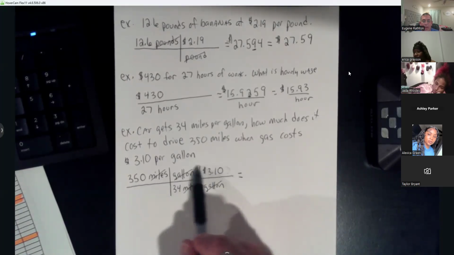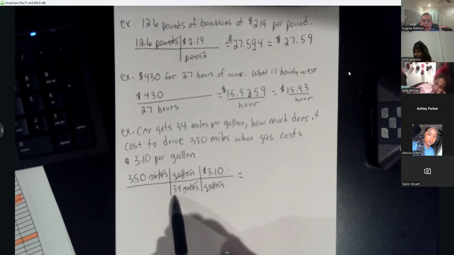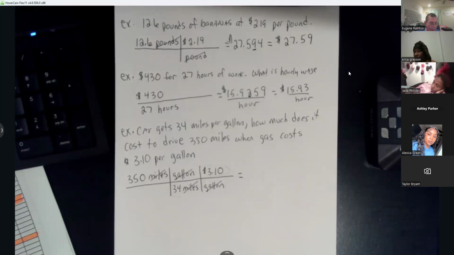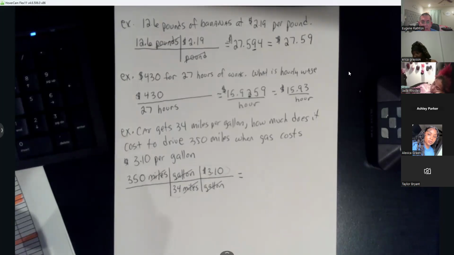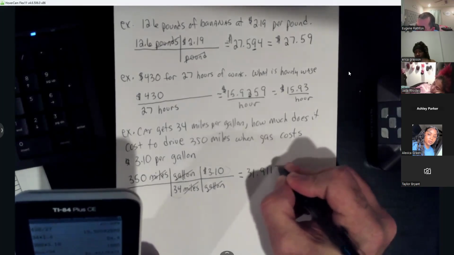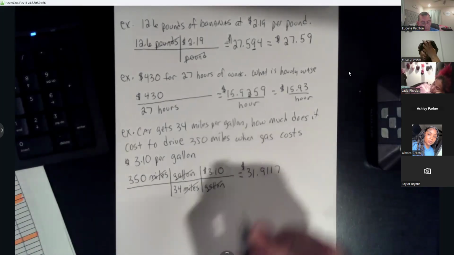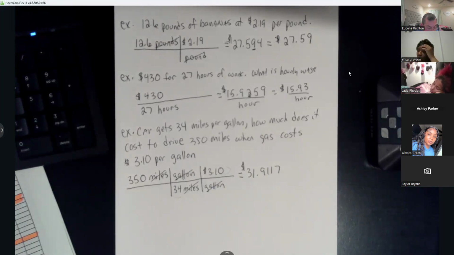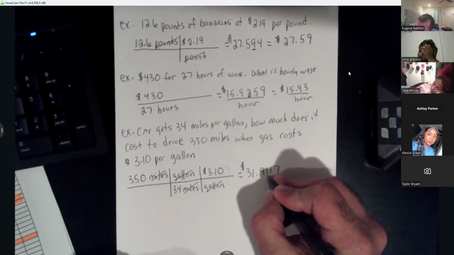So you ought to do this one. You're gonna multiply the top together and then divide by that 34 on the bottom. So you would have 350 times $3.10. Get that answer, and then divide that by the 34, and we should get 31.9117. But let's see what MathLab wants us to round that to. Round it to the nearest cent, which is 2 decimal places.